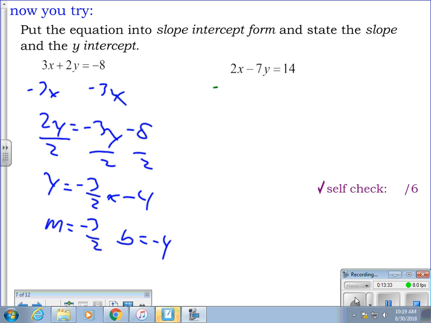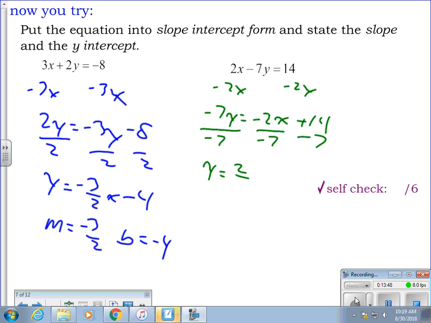Same thing here, subtract 2x. And I get negative 7y equals negative 2x plus 14. Divide by negative 7. And I get y equals 2/7 x minus 2. My slope is 2/7. My y-intercept is negative 2.